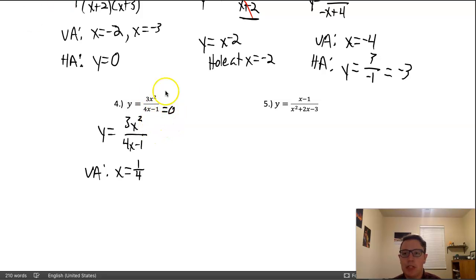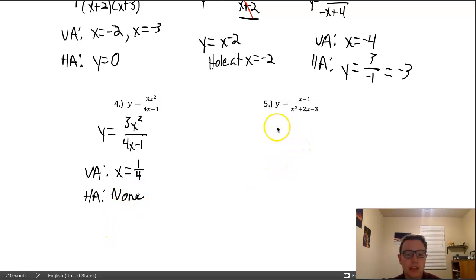Okay, what about horizontal asymptotes? Horizontal asymptotes depend on our degree. So we have 3x squared over 4x. Our degree in the top is bigger than our degree in the bottom. Top bigger than bottom means we have no horizontal asymptotes.